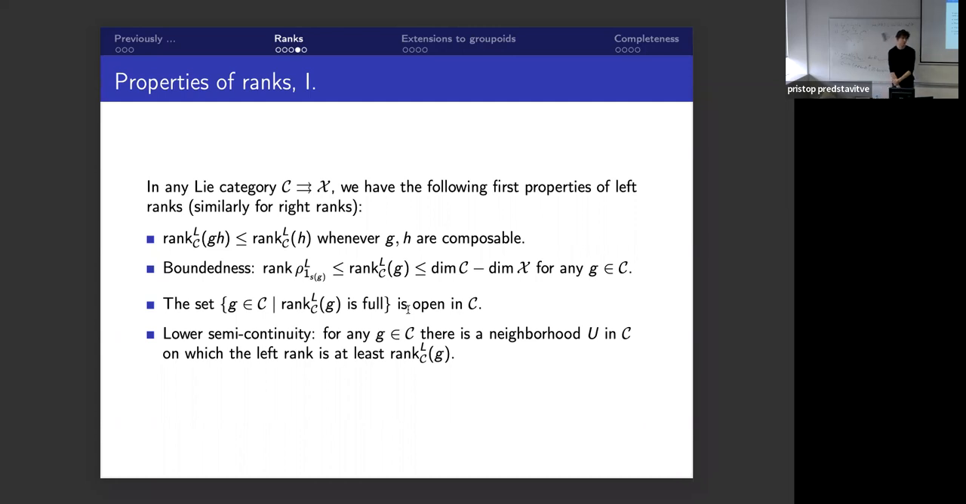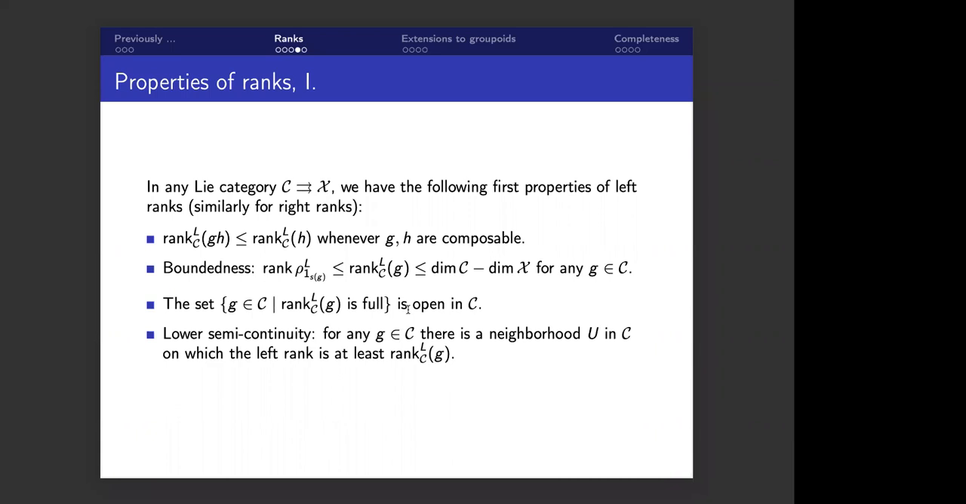So a very simple example would be the monoid that is the closed semi-ray from 0 to infinity for addition, for example, because it's extendable to the Lie group R plus for addition, right? And we're going to see that any such Lie category has all morphisms full and constant rank. Okay, thank you. If you don't have zero divisors.